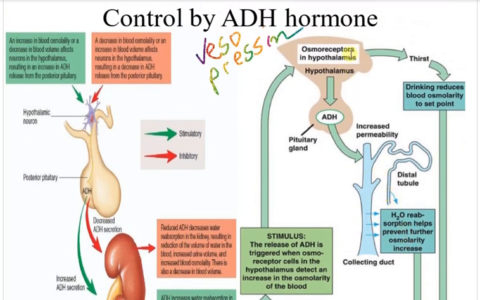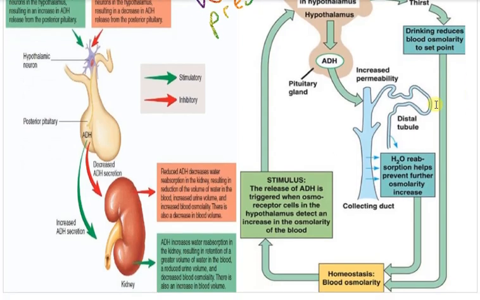And also this hypothalamus stimulates the thirst mechanism. It means when your body has less water, at that time you feel much more thirst. So all these things are done by our hypothalamus. So the thirst mechanism also gets kicked on, and we drink water. Drinking reduces blood osmolarity to a set point, meaning it is taken back to a normal condition, to homeostasis of blood osmolarity.